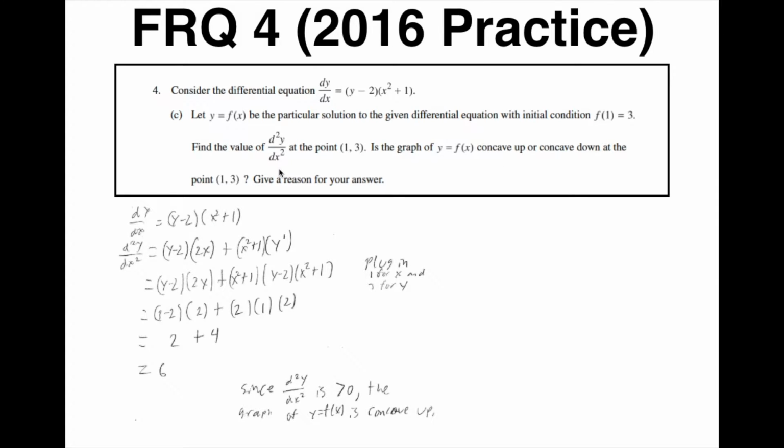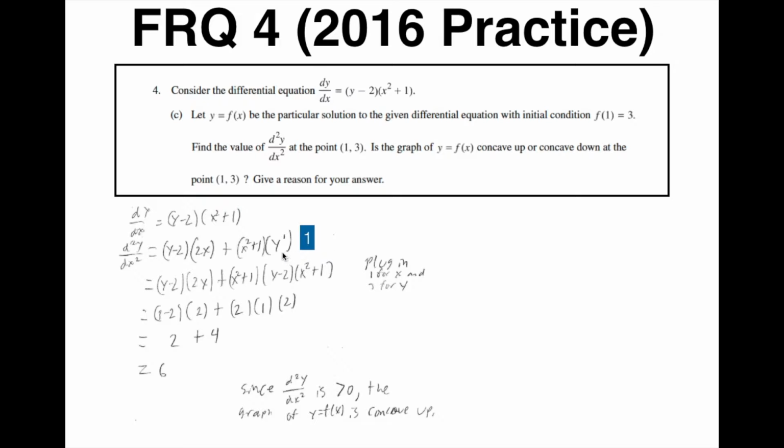So the first part is very clear. Find the value of the second derivative. So we start with the first derivative that we are given, and using the product rule, we will take the second derivative. So d squared y dx squared equals (y - 2) times 2x plus (x squared + 1) times y prime. This is u prime v plus uv prime.